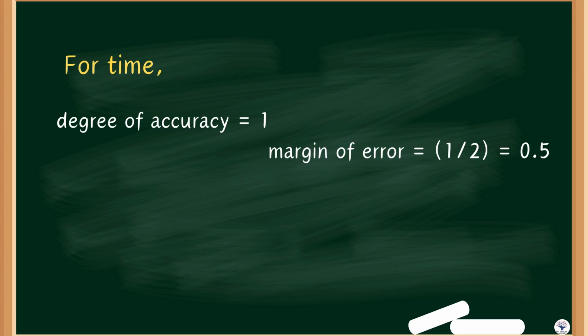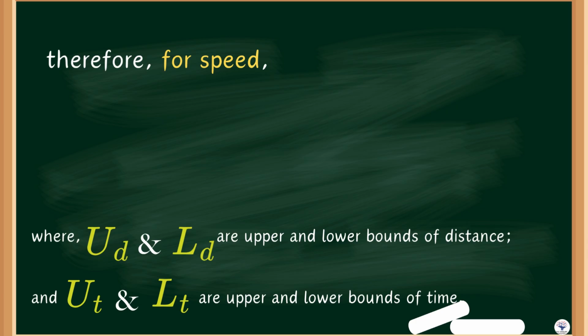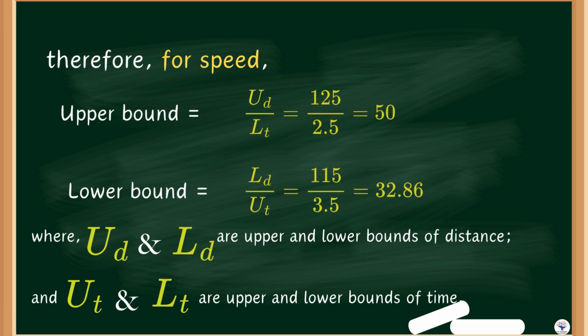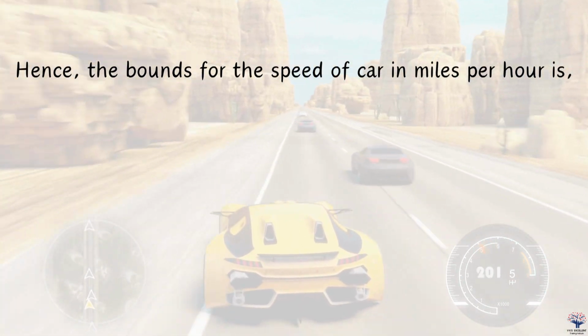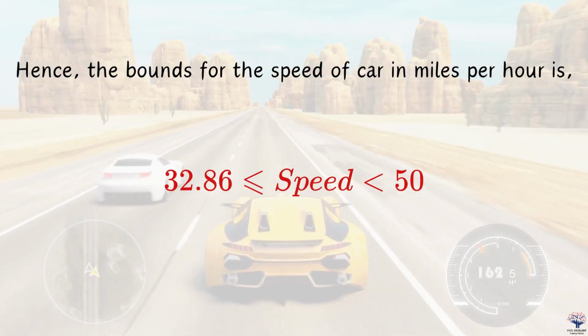For time, rounded to the nearest hour, degree of accuracy is 1 and error margin is 0.5, which gives the error interval as 2.5 less than or equal to 3 less than 3.5. Hence, to find speed, keep in mind the rule for fraction. To get upper bound, divide the upper bound of numerator, here distance, by the lower bound of denominator, which is time. And for lower bound, divide the lower bound of numerator, the distance, by the upper bound of denominator, the time. Hence, the bounds for the speed of the car in miles per hour is 32.86 less than or equal to speed less than 50.